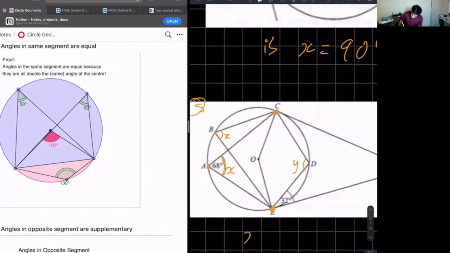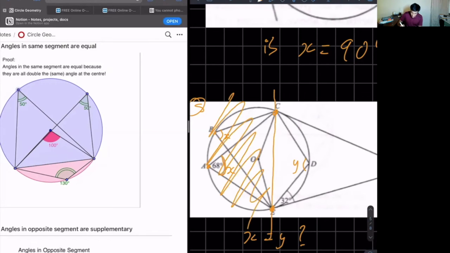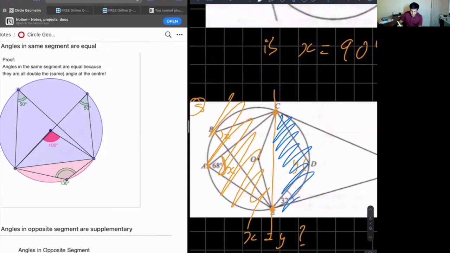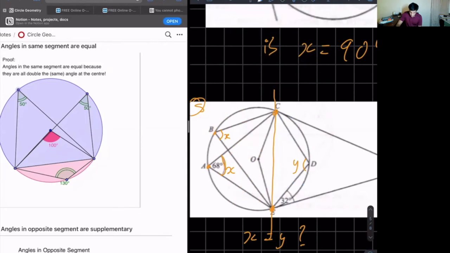Let's say y. Is x equal to y? No, good, you guys are getting it, because let's say this is the segment. In this segment, all of them are the same. This is a different segment now, right? That's why it's not going to be the same. Good, okay. Let's remove this one, and let's put y.